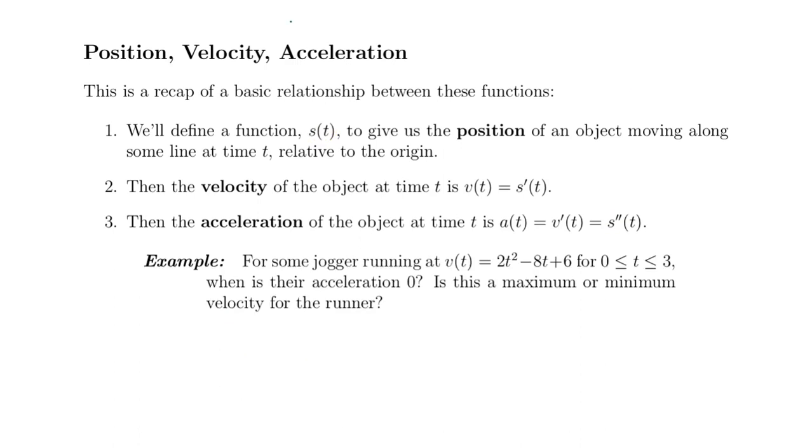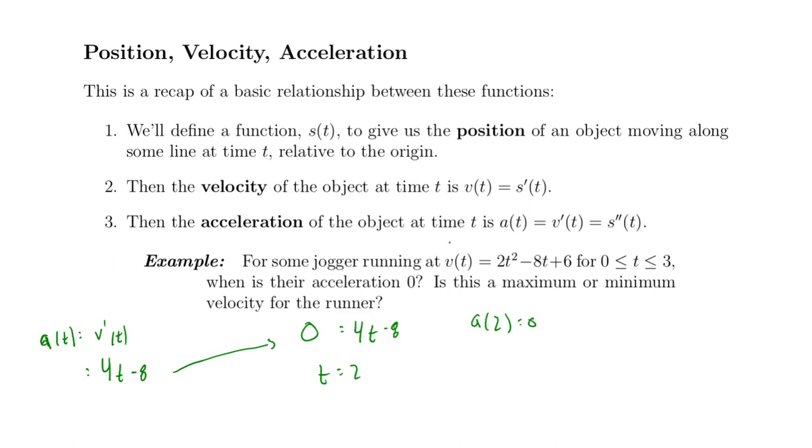So here's a quick little example that we can play with. Say we've got some jogger that's running with this velocity function, and we want to know what time their acceleration is 0. The acceleration function is going to be v prime, which should be pretty easy for us to find. We'll just find our derivative, 4t minus 8, and then set this equal to 0. So 0 equals 4t minus 8, when t equals 2. So a of 2 equals 0.